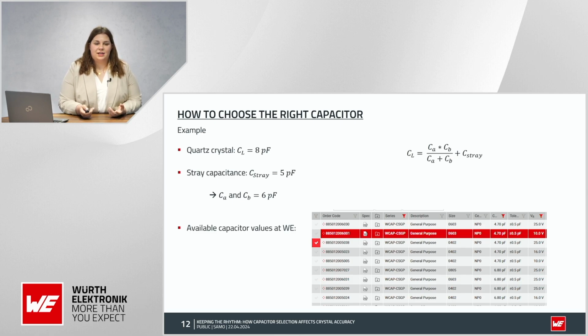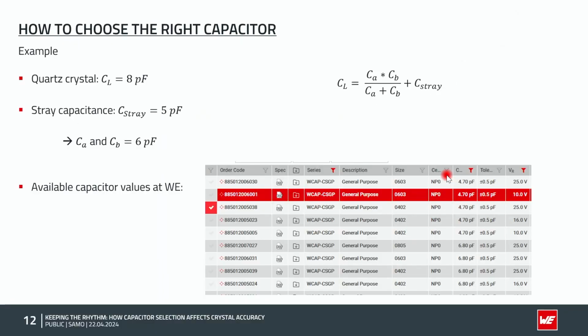So looking at RedExpert and what we can offer, you can see we could offer 4.7 picofarads or 6.8 picofarads, but not 6. So in this case, choose either 4.7 or 6.8, put them on your PCB, and then try to measure the frequency and see if you're right or wrong and should change your capacitor.